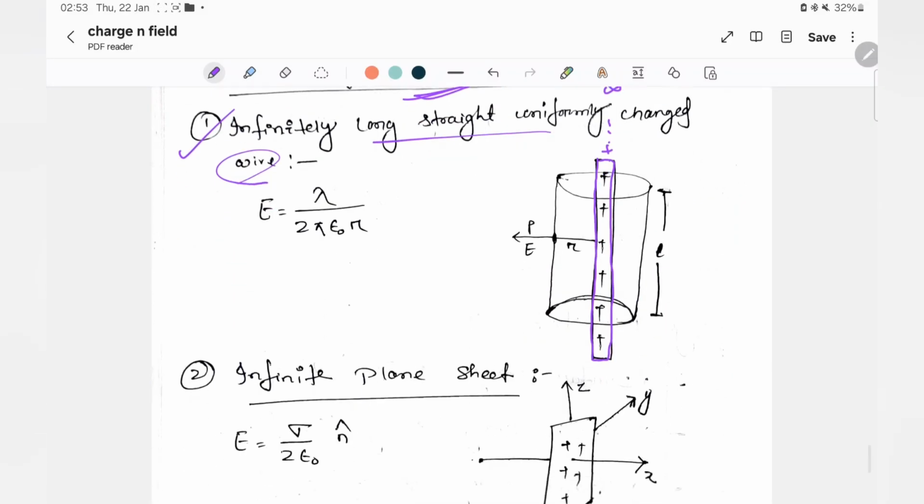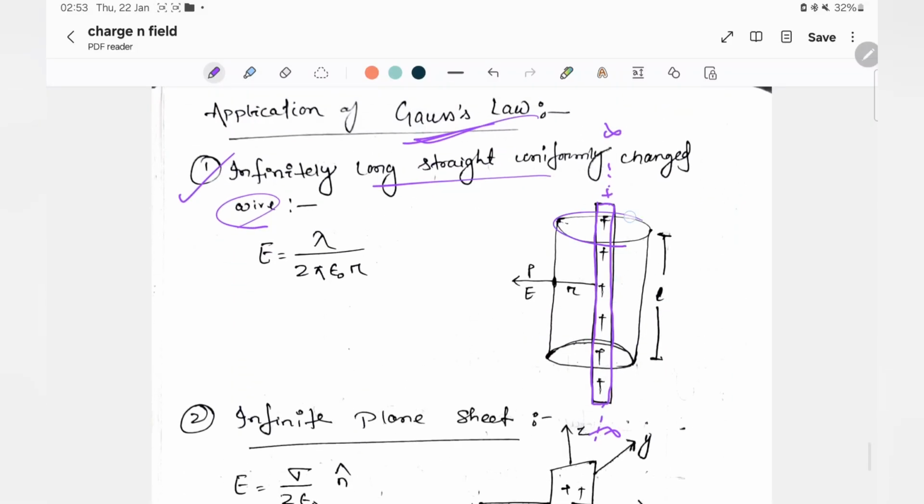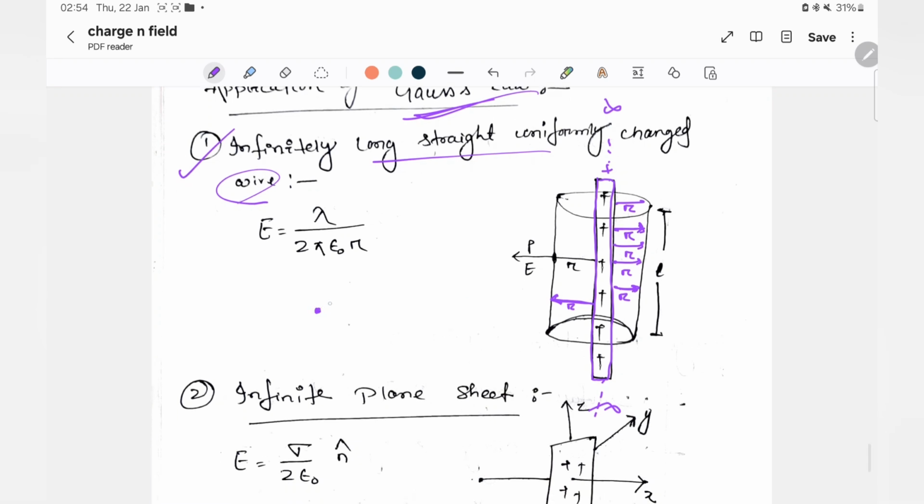It is infinite, and in case of a rod, what Gaussian surface can we make? The Gaussian surface will be a cylinder, because all points are at an equal distance from this rod. As we can see, this is at r distance, this is at r distance, and equally in this direction also. In case of a point charge, the Gaussian surface will be a sphere, because every point is at the same radius R.